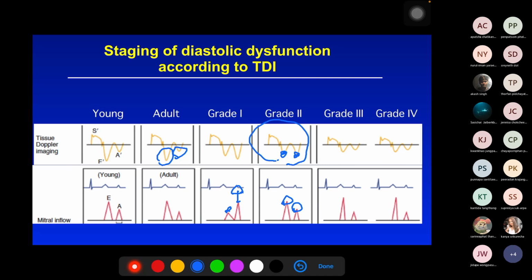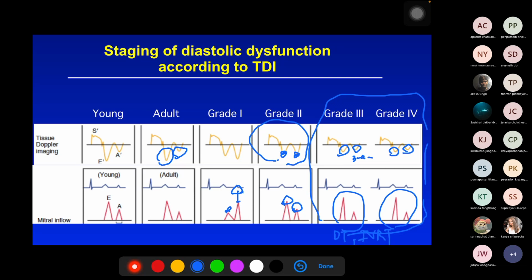About grade 3 and grade 4, E over A is high, and in grade 3 and grade 4, the DT and IVRT are very short. In this group, you might see in the tissue Doppler imaging that E prime and A prime are very low, with velocity just about 3 to 4 centimeters per second. This is grade 3 and grade 4 diastolic dysfunction.